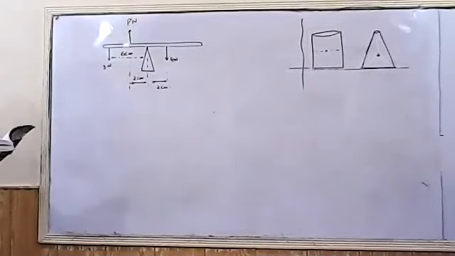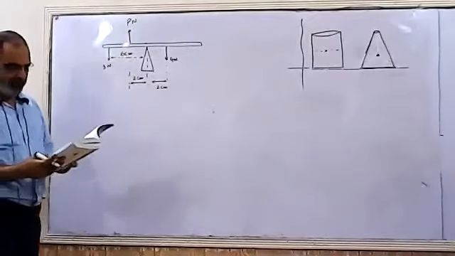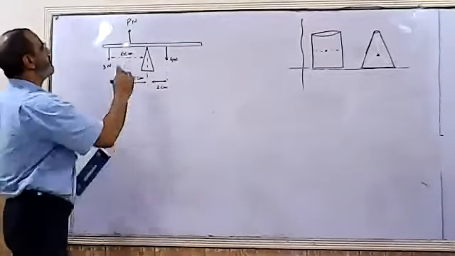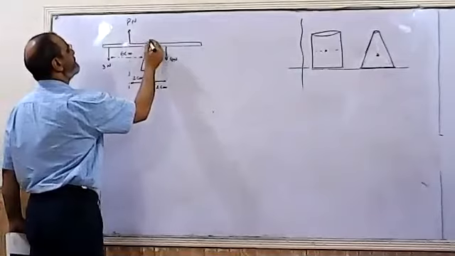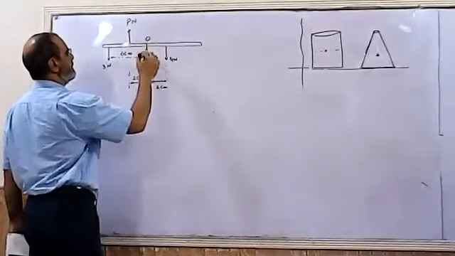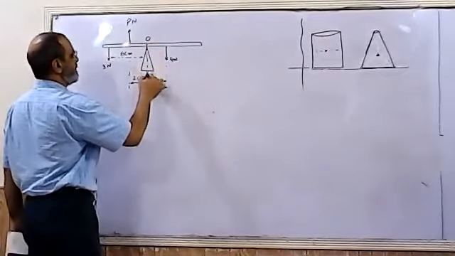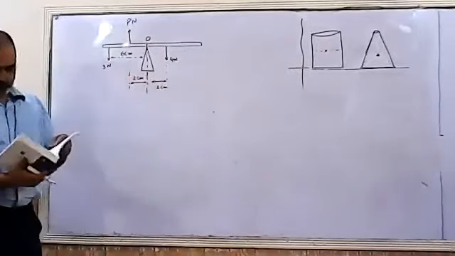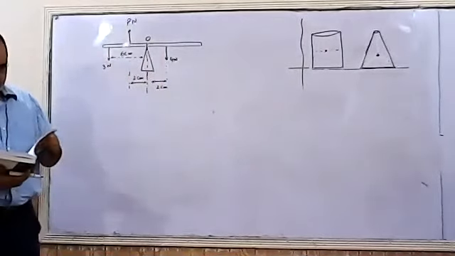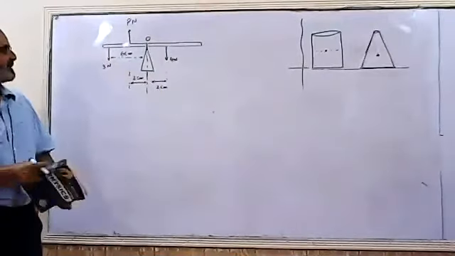The diagram shows a uniform balanced beam pivoted about its center. So it is pivoted about this point, O. This line represents the position of O. There are three forces acting on it to balance it.